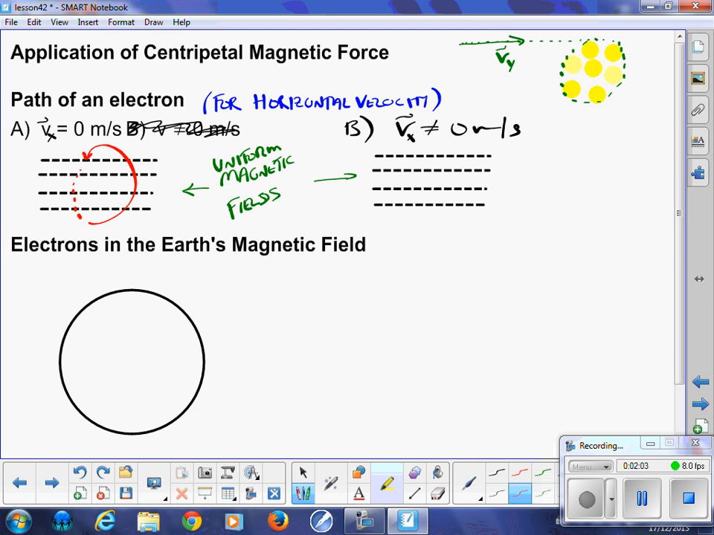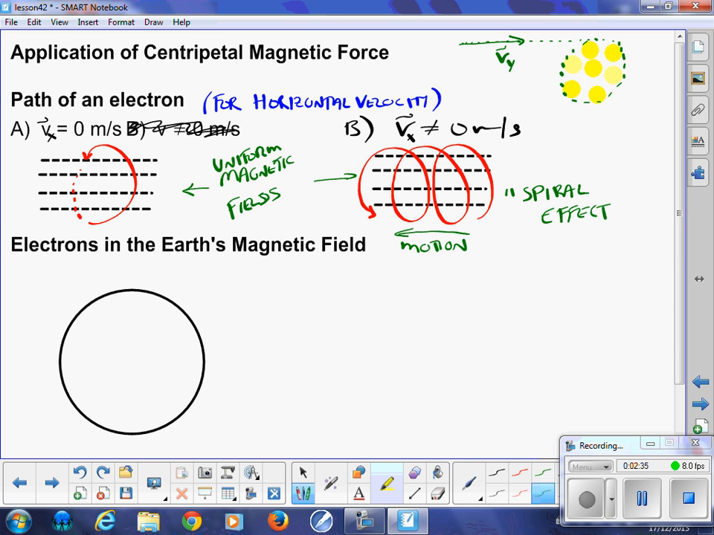What happens if we come in and strike the field at an angle? Well, what happens is the particle will end up having what we call a spiral effect. So it's going to kind of walk down or move through the uniform field. So it's going to start at one location and it's going to follow a spiral effect.